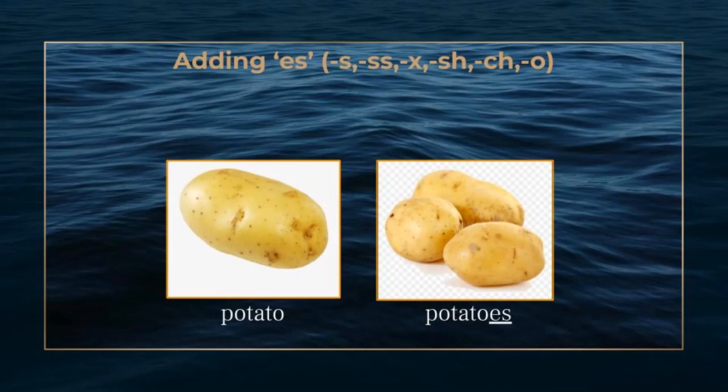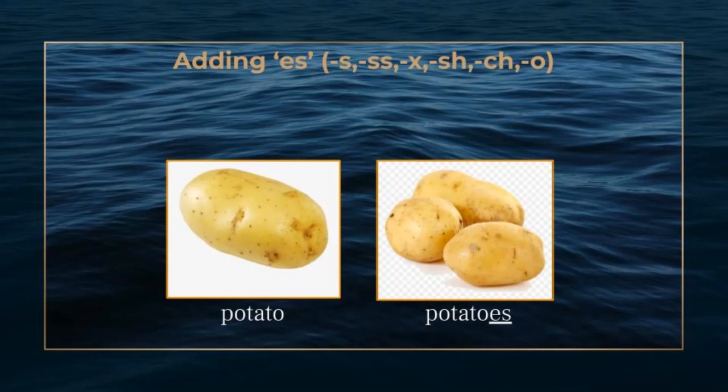Okay, look at the given example. In the first picture, a potato is given. Just one potato is given. One potato means it is a singular noun. What is the plural form of potato? Potatoes. Because the word potato ends in O.